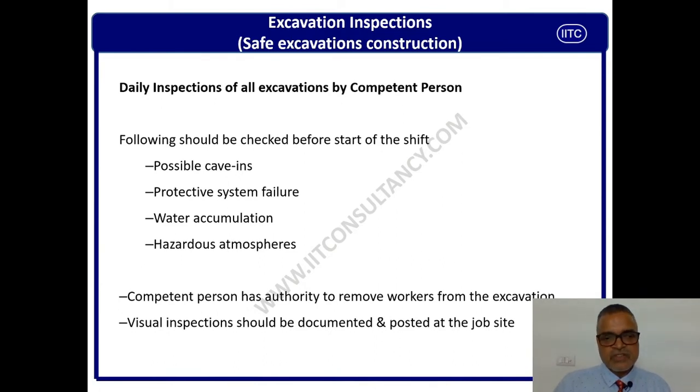Hazardous atmosphere in terms of oxygen level and any toxic gases, in case of working at a brownfield facility where there is a possibility of hazardous toxic gas emission. The competent person is authorized to remove workers from the excavation. Visual inspection should be documented and posted on the job site. So guys, these are the important things which have to be done on a daily basis, before starting the job or before starting after a break.